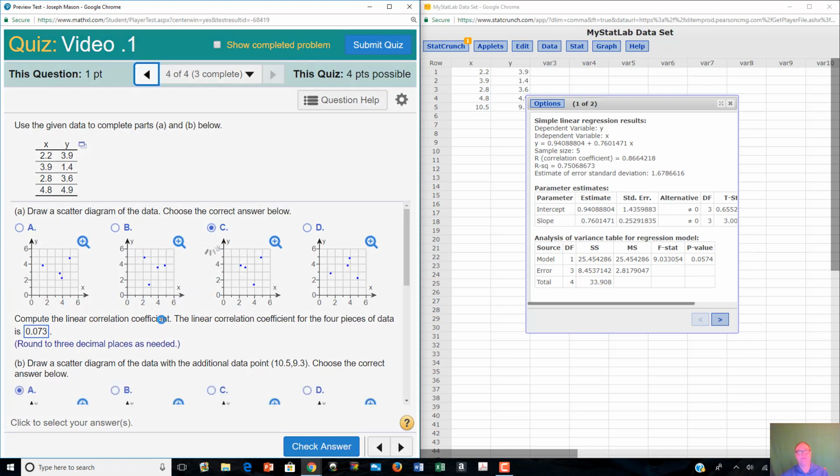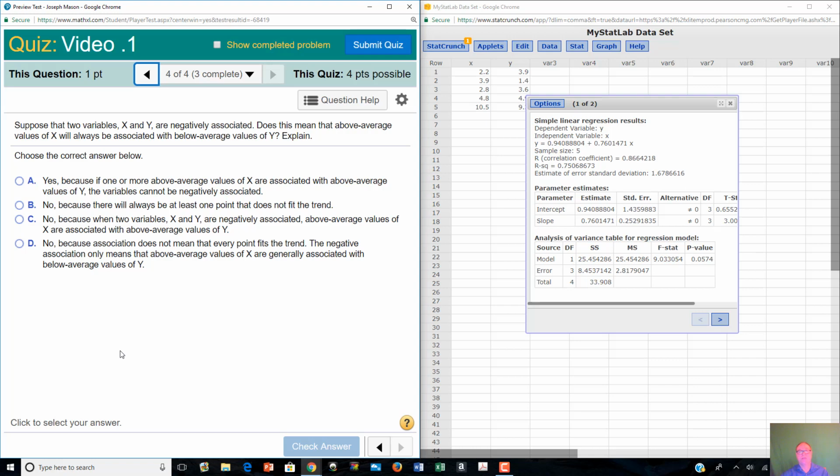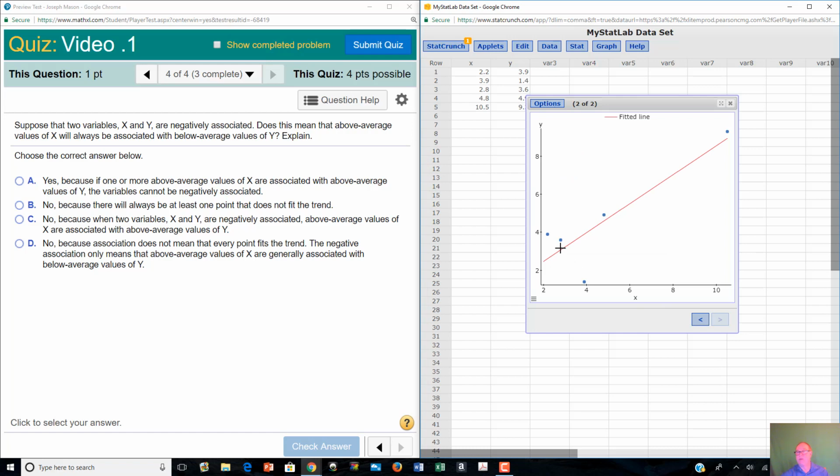Okay, now we go to the fourth question. Suppose the two variables x and y are negatively associated. Does this mean that above average values of x will always be associated with above average values of y? Explain. Well, if we look at a scatter plot, let me go over here to the last scatter plot. You notice some of the points are above the line, some are below the line. So these would be above the average, this would be below. So we can't really tell whether it's going to be above or below. So does it mean that above average x values will always be above or below? No. So it's going to be a no answer.